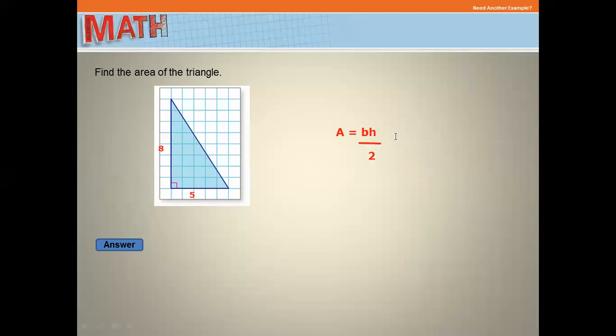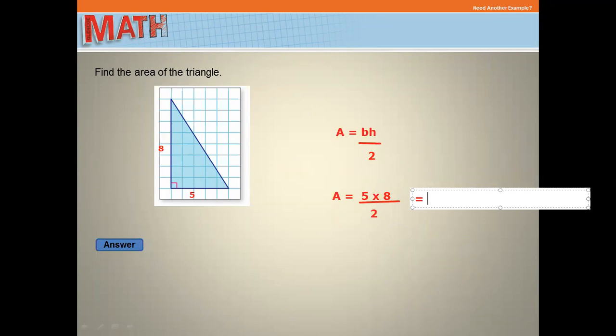Now, let's try it. Area equals the base, 5, multiplied by 8, and then divided by 2. 5 times 8 is 40. 40 divided by 2 is 20. So the area is 20.